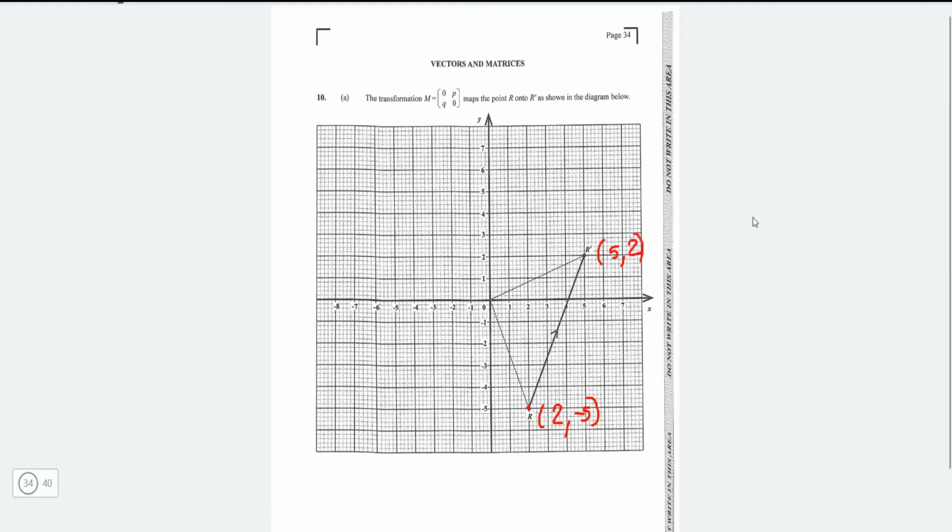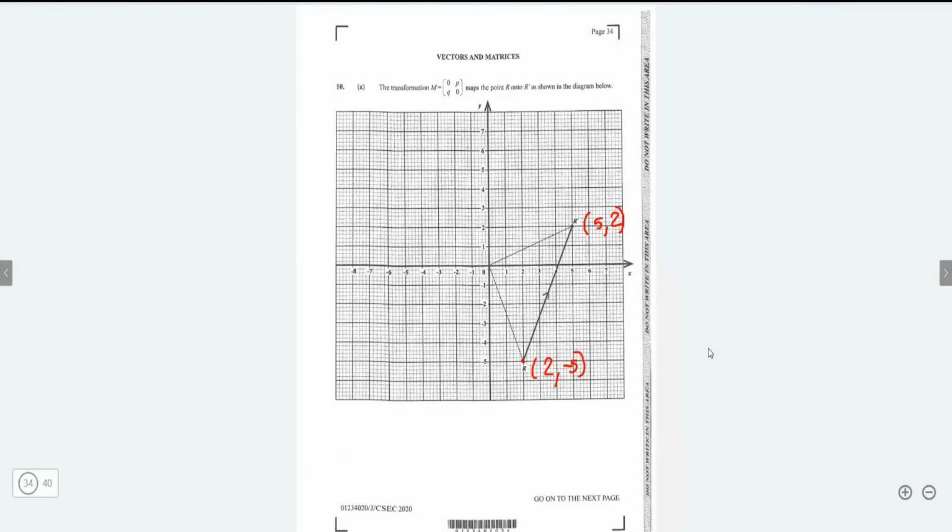All right, nice. So this is what we'll do. That is what we have right there. Cool. So let's see what it says now. What it's going to ask us: determine the values of P and Q. So to determine the values of P and Q, that means when you multiply, let's call the transformation T, or we call it transformation M, the transformation M multiplied by R results in the coordinate R prime.